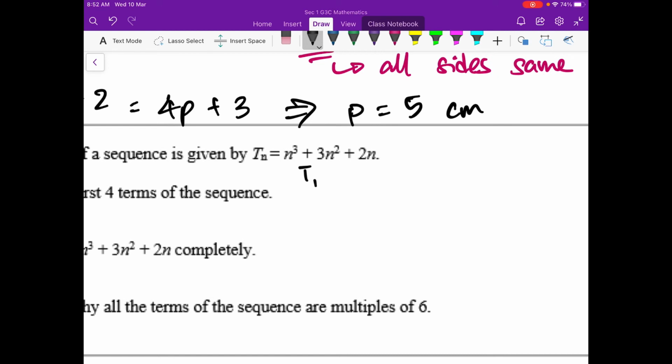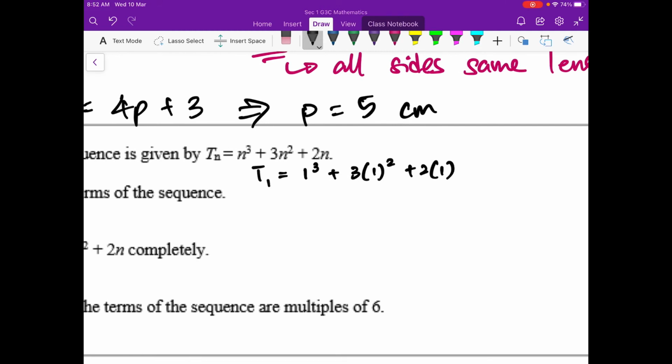T1, that's the first term, term number 1. I'm going to do a substitution. So 1 cube plus 3 times of 1 square plus 2 times of 1. Okay, and this gives me 1 plus 3 plus 2, which is 6. Then T2, 2 cube, 3 times 2 square plus 2 times of 2. So calculate 8 plus 12, 20 plus 4, 24.